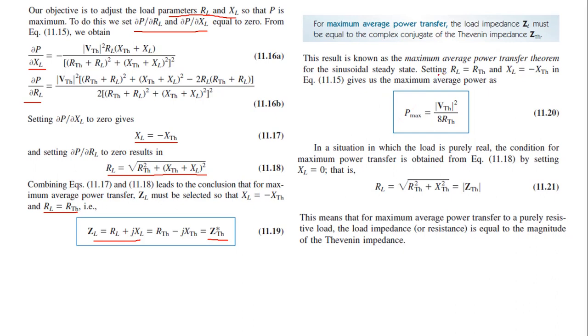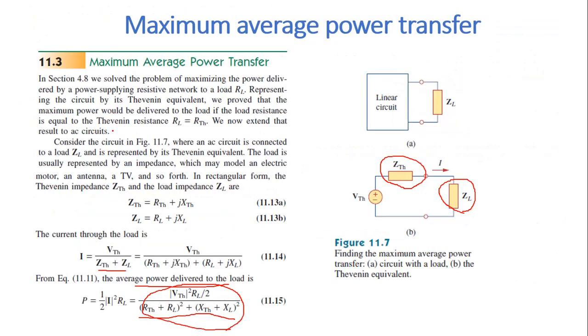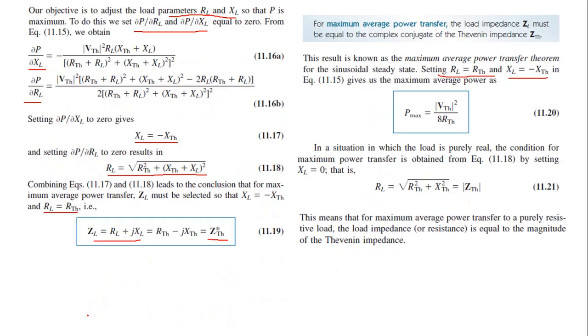Now substitute the value of RL equal to RTH and XL equal to minus XTH in the power equation, to obtain the maximum power. If we substitute these two in that equation, we will get maximum power. P max is equal to modulus of VTH square by 8 into RTH.